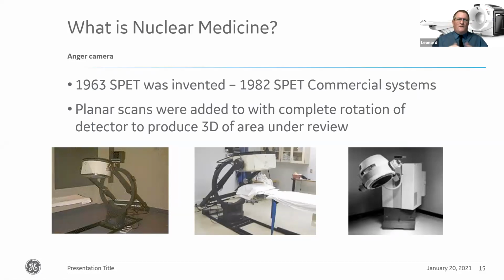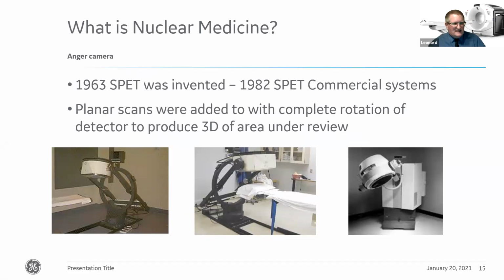In terms of the systems then, moving through, because I'm aware of how I'm talking in times as well, what we managed to do within nuclear medicine was develop an actual production system for the analog system here with the Anger camera. And in 1963, we developed the first systems on the market, but they were a fixed detector.